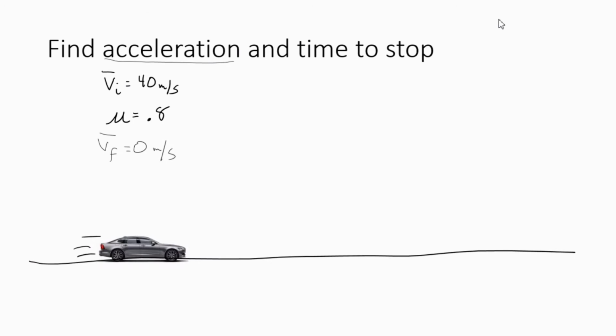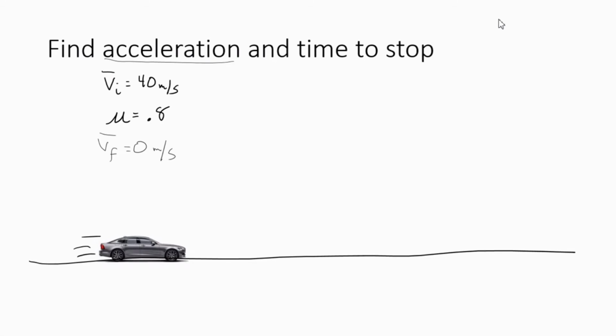So let's say we have this situation. We have a car driving down the road, and the person driving the car slams on the brakes trying to come to a stop. This car slides down the road in the process of coming to a stop. We want to find two things. We want to find the acceleration and the time it takes to stop.